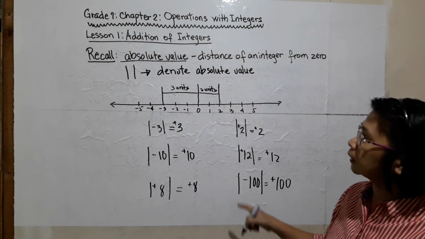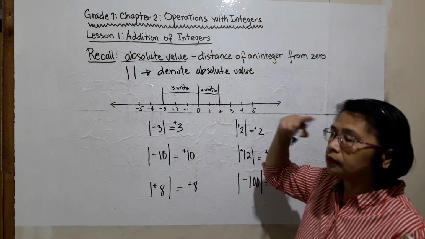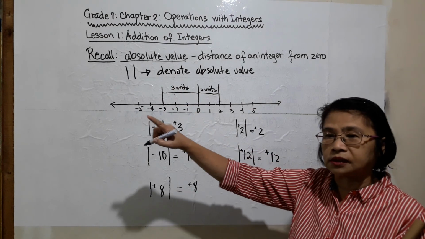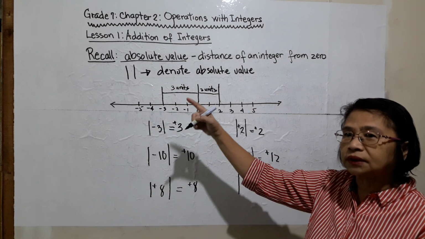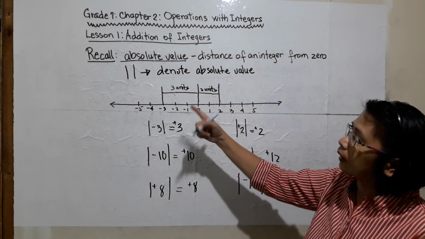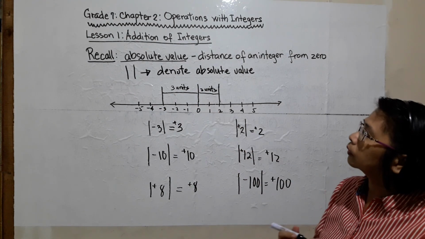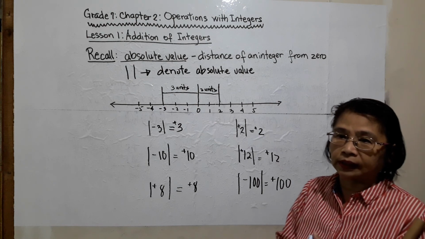Do you know now what you can still remember? Because this topic was taken when you were, I think, in grade 6, right? Okay, so we just reviewed so that we can understand better rule number 2 on adding of integers later. Okay?